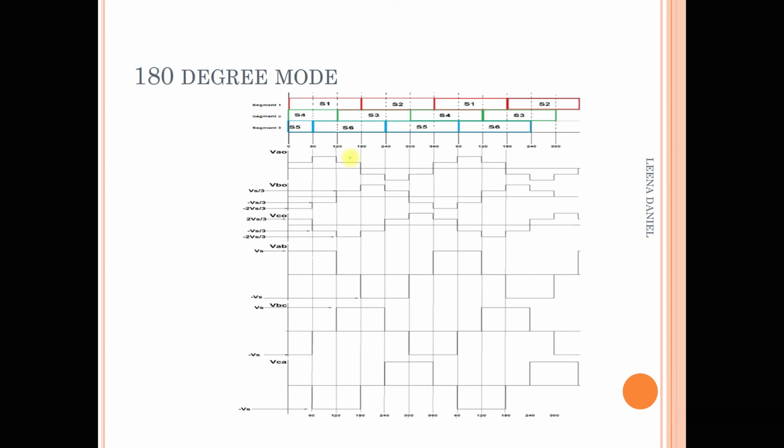For the 180-degree mode, what is going on? Here just see S1, S2, S1, S2. The first row shows S1, S2, S1, S2 switching. In the second row, S3, S4, S3, S4 is conducting. And the third row shows S5, S6, S5, S6. These are conducting. But what is S1, S2?